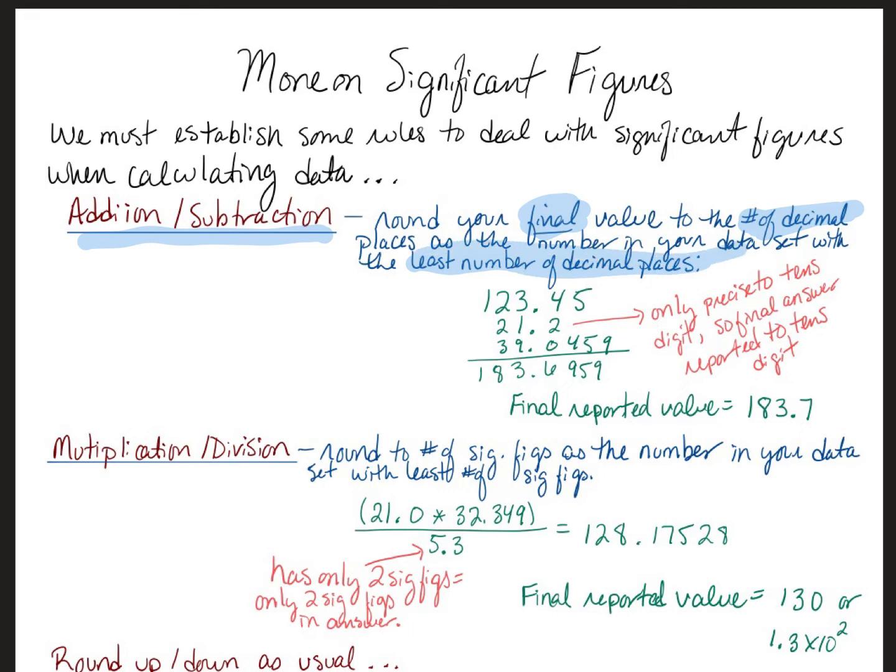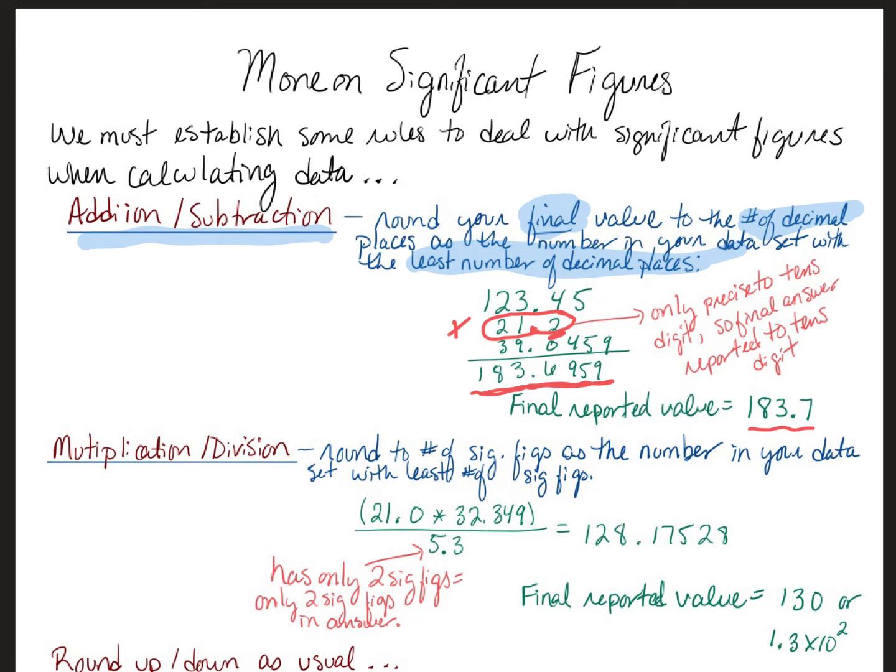So if I add all of the things that are listed here together, we get a very detailed number. But this one right here only goes to 21.2. So we only go to the 0.1 type of digit. And so our final reported value can't have all this detail in it. We need to round the 0.6959 to simply 0.7. Okay?